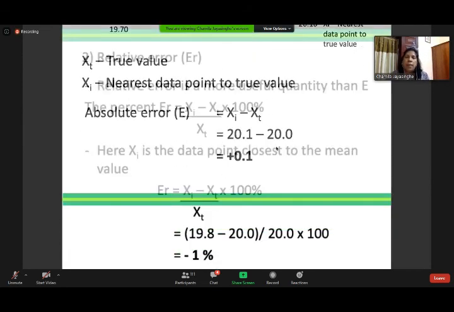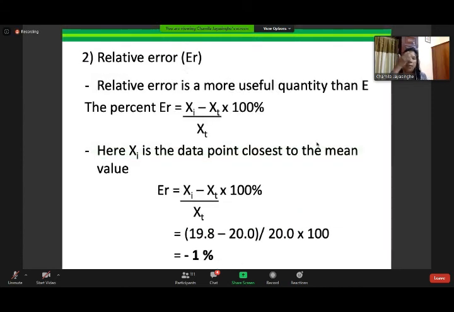Then let's go to the relative error. ER, relative error, the symbol is ER. Relative error is a more useful quantity than error. Because we are calculating relatively, ER, rather than E, is given as a percentage, right? Earlier you were given only plus or minus. Now the relative error is always given as a percentage. How we do it: xi, the nearest value, minus true value, divided by true value, into 100%.